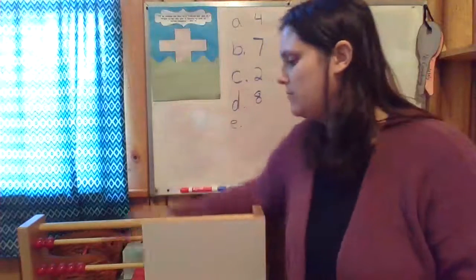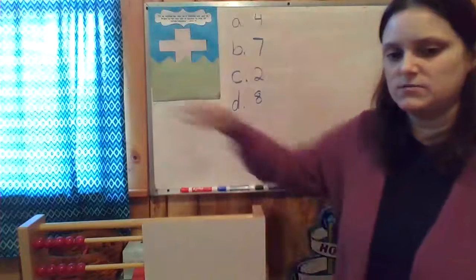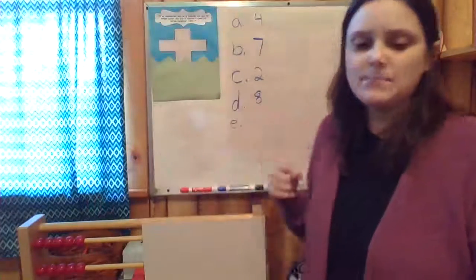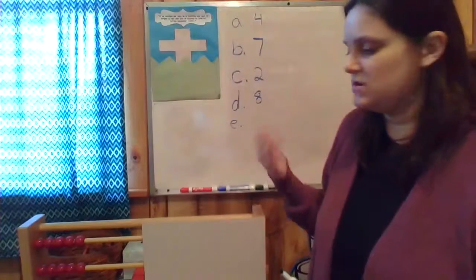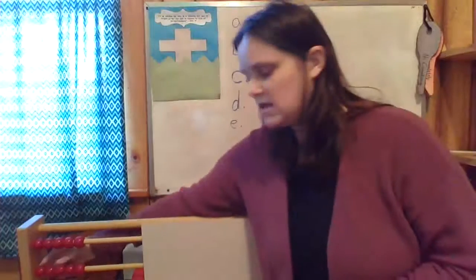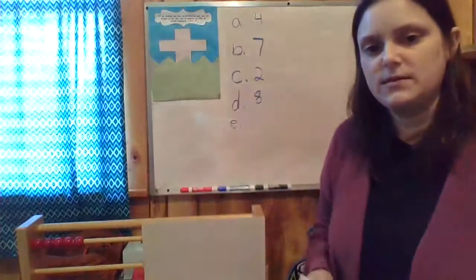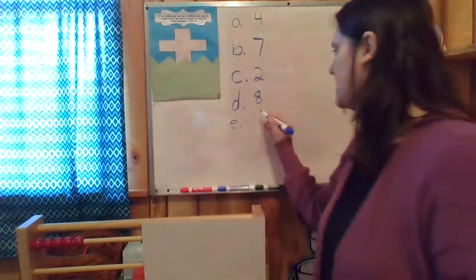Okay, I'm going to do one more with subtraction. I'm going to do one more starting out with 10. So we've got 10. Then it says I have 5. So I'm going to take away 5. I'm just going to take away the entire bottom row. And how many am I left with on the top? 5.